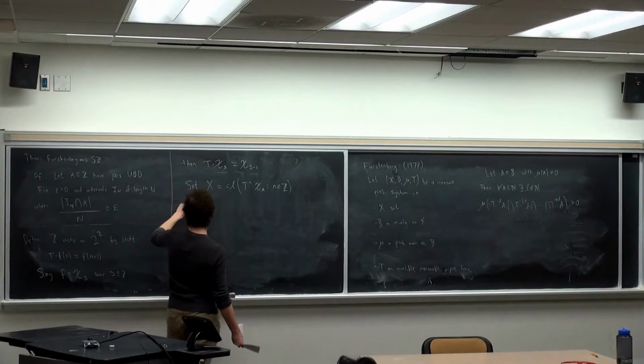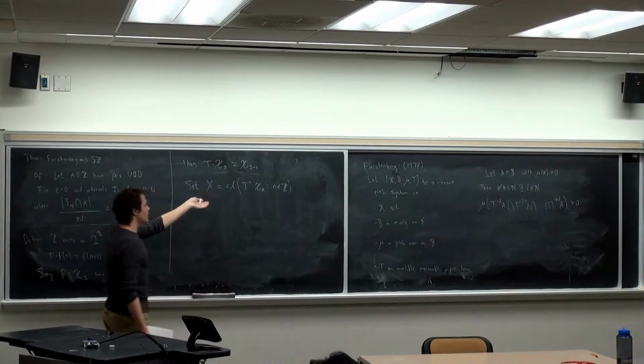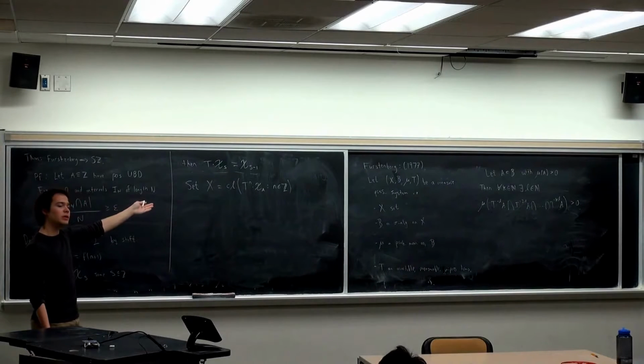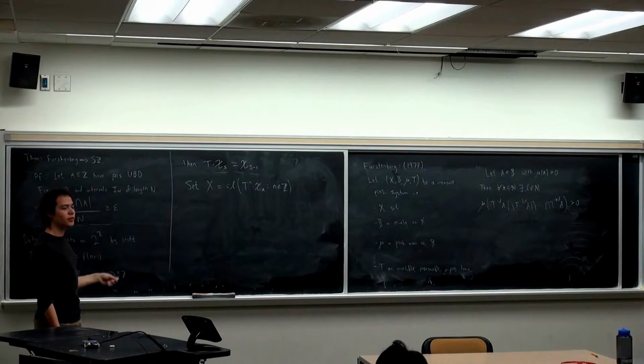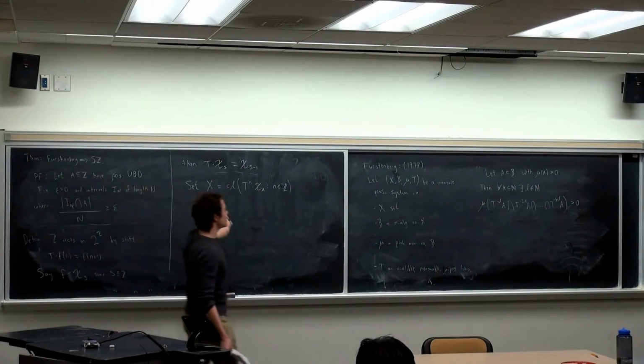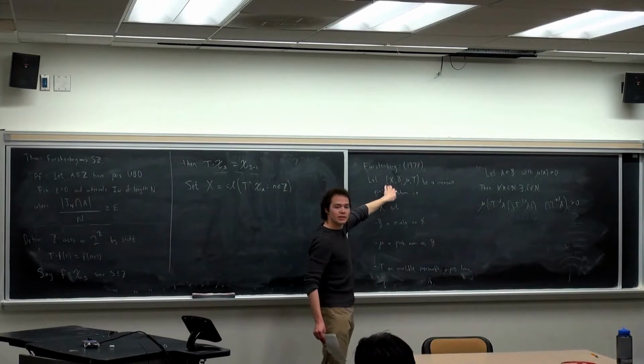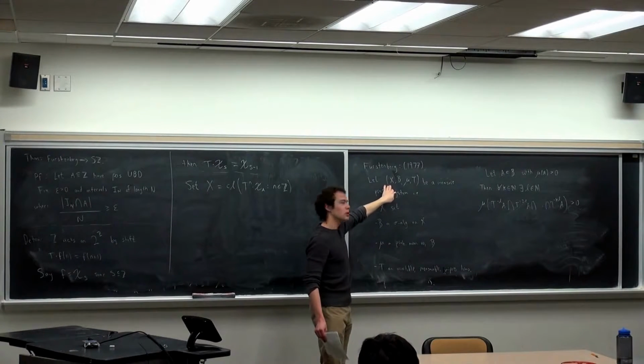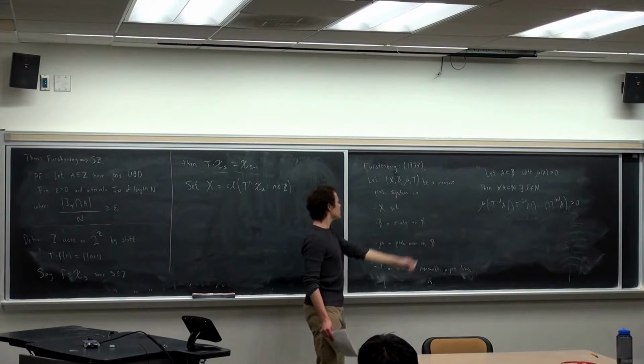So let's just observe X itself is Z-invariant, because I just took a Z-invariant thing and closed it off topologically. I'm going to declare that this X is going to become this X. This is going to be the X that we're looking for. So we need all this other data.